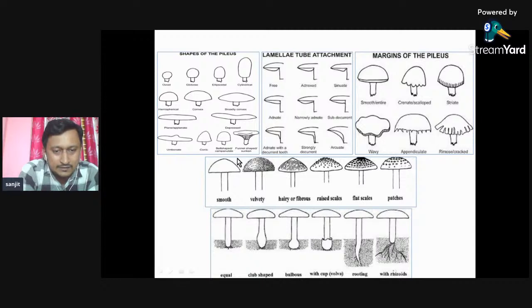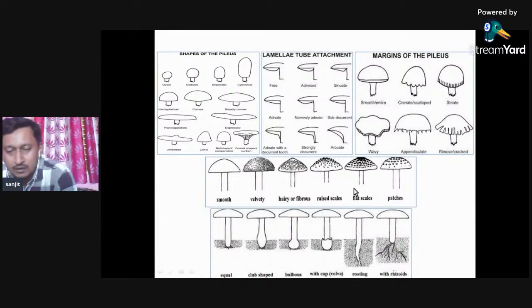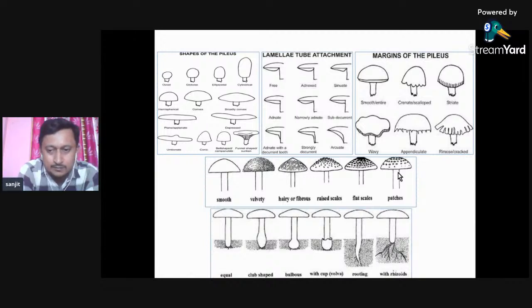These are some characteristics of surface, like smooth surface, velvety, matted, slightly spiky structure, hairy means hair-like structure, scales, some scales are present, like in Lepiota mushrooms, flat scales are observed in Agaricus mushroom, patches, some patches are observed in Amanita mushroom. These are some structures.